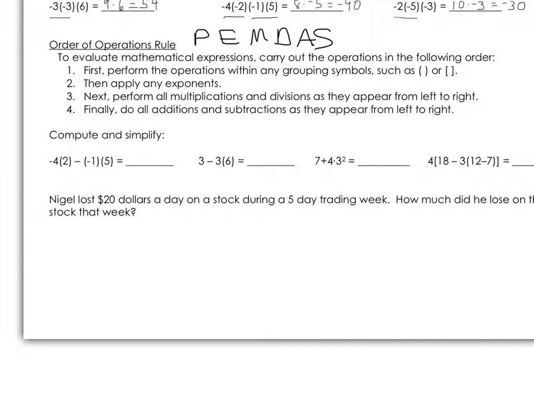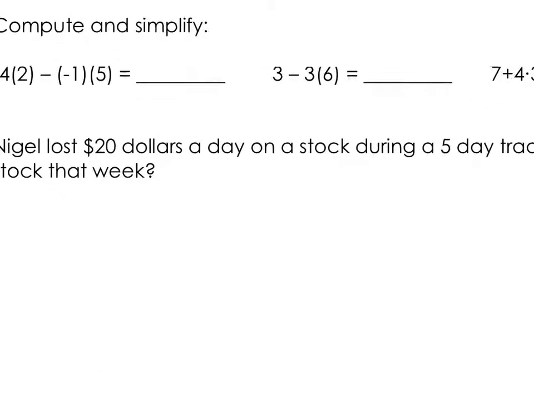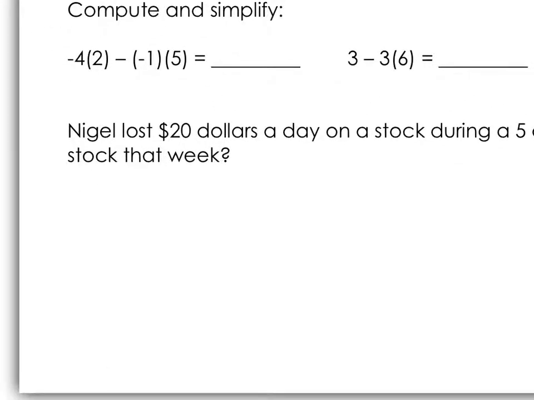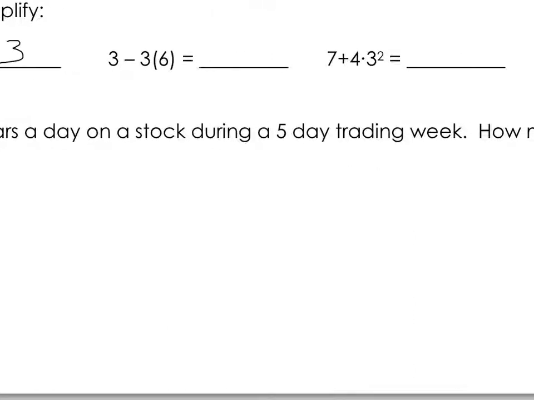Order of operations. For the problems we have here, we have to do the multiplication before we do the subtraction. So negative 4 times 2 is negative 8, minus negative 1 times 5, which is negative 5. So we have negative 8 minus a negative 5. Minus a negative is the same thing as plus a positive. So negative 8 plus 5 is negative 3. We have to do the multiplication first, so 3 minus 18. 3 minus 18 is negative 15.